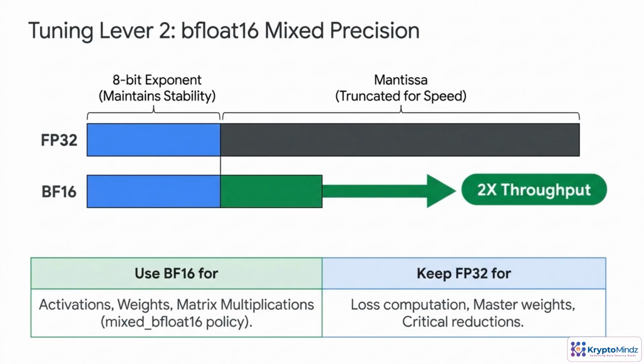BF16 is a practical compromise between speed and stability. It keeps the same 8-bit exponent as FP32, so the numeric range and training stability are similar, but it shortens the mantissa, which makes computations cheaper and faster. In practice, you run most of the heavy math in BF16: activations, weights, and matrix multiplications. You keep FP32 only where precision really matters, like the loss, master weights, and critical reductions. That mix often delivers roughly double the throughput with minimal accuracy loss.